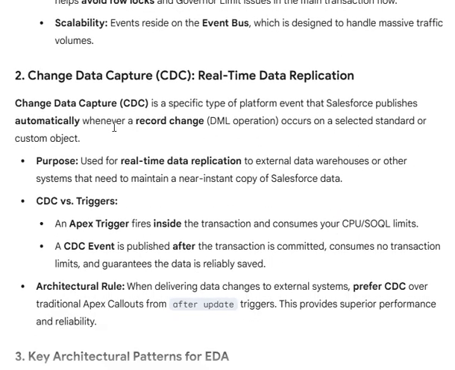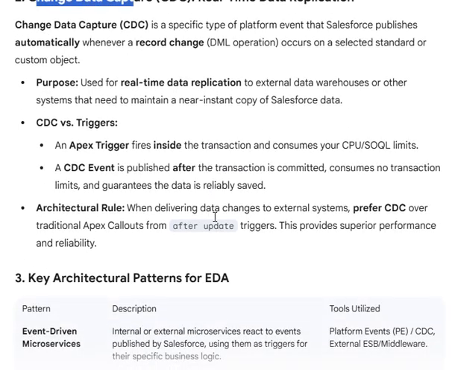Another way for us to work with events is to use change data capture. It's about real-time data replication. It's actually a specific type of platform event, right? So for you to understand, it's also a platform event, but it's a specific one, a standard one available out of the box. Salesforce publishes it automatically when some record is changed or if some specific update happens. It's used for real-time data replication to external data warehouses or other systems that need to maintain a near instant copy of Salesforce data.